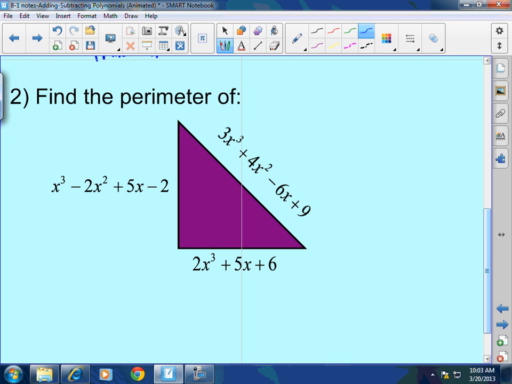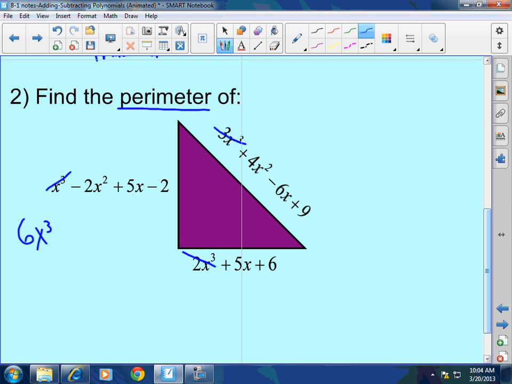right? So what would this perimeter be, guys? You tell me this time. Start with the highest degree, of course. Guys, I didn't ask for the area. I asked for the perimeter. Perimeter is all sides added together. So again, starting with the highest degree term, what do we have? 6x cubed. Very good. 3x cubed plus x cubed plus 2x cubed is 6x cubed.